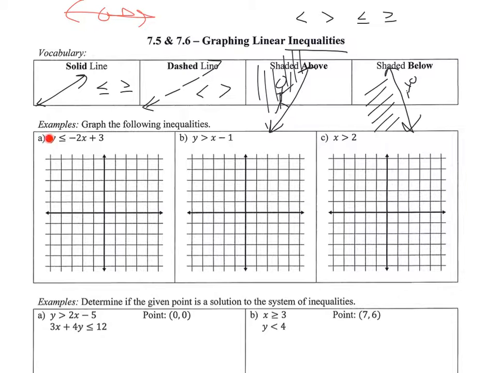So the first one, it's an inequality because of this symbol. I'm still going to graph it the same way. I'm going to find the y-intercept and the slope. My y-intercept is 3, and my slope is -2. So I'm going to go down 2, right 1, down 2, right 1. And it's going to be a solid line because it has an equal to with it.